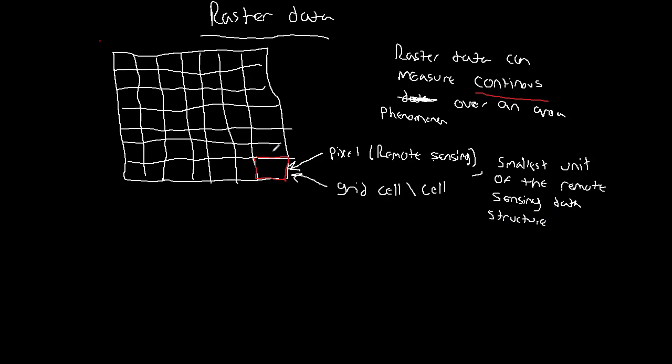Right, and it's basically a square that holds a value. So we'll talk about the value in a different video, right? But inside of this pixel, there's what's called the value. And this value is the attribute. We'll talk about that in more detail later.